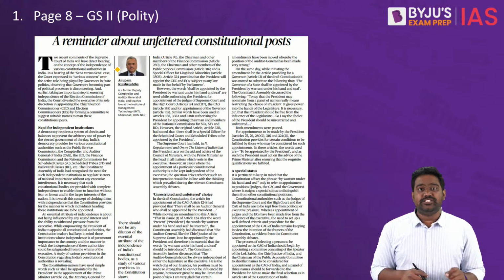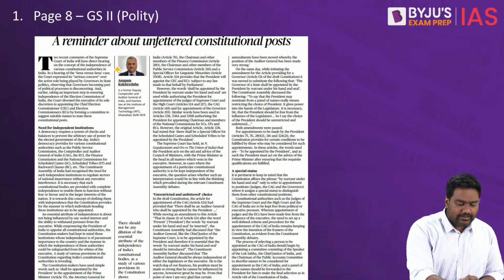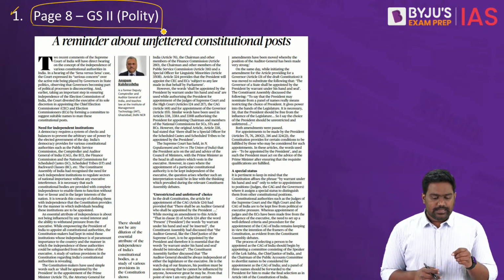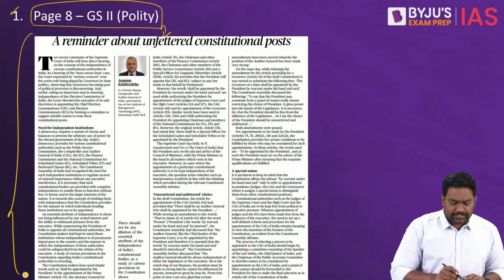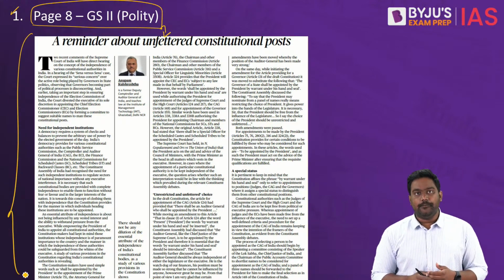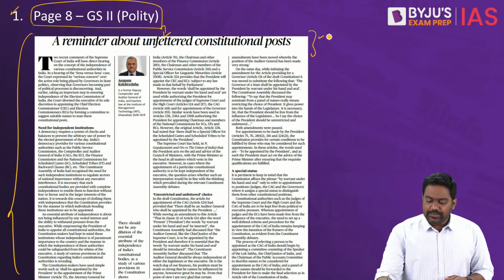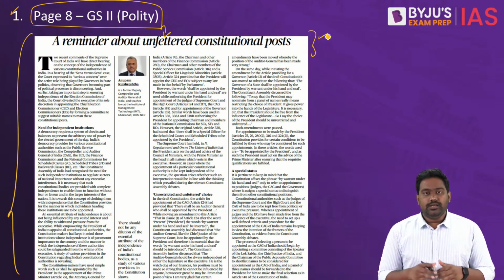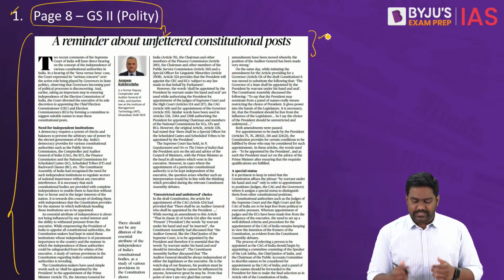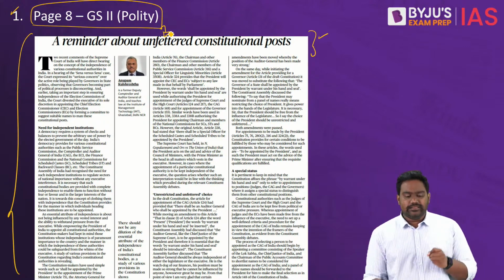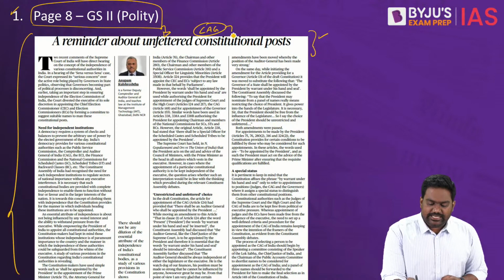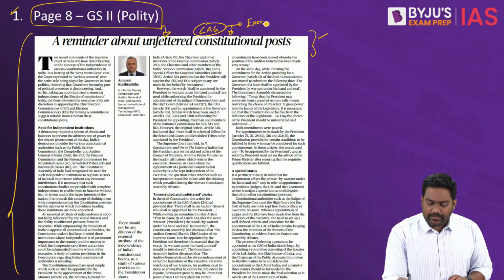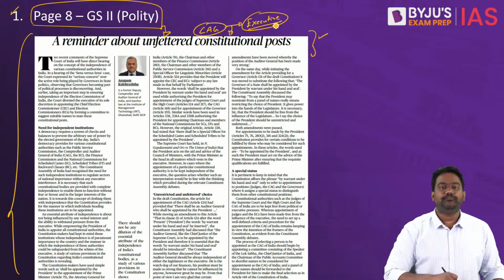So let's get started with the analysis of today's The Hindu newspaper by looking at an important column from page number 8 of the Delhi edition of The Hindu. In this column, the writer, who is a former deputy CAG, talks about the independence of constitutional authorities in India and their role in a constitutional democracy. The writer, with his experience as a deputy CAG, is highlighting the role of constitutional authorities like the CAG or the Comptroller and Auditor General of India and the important role they play in holding the executive accountable.